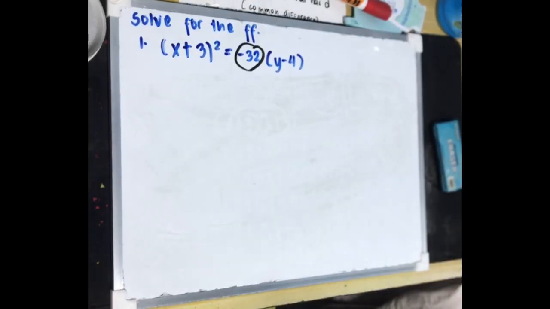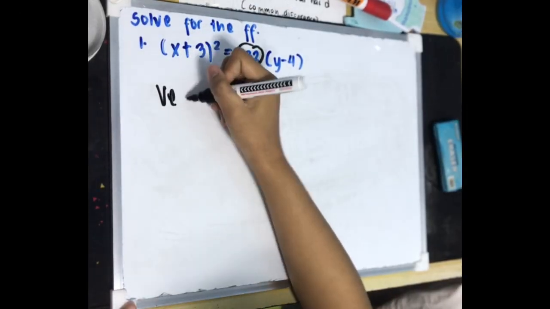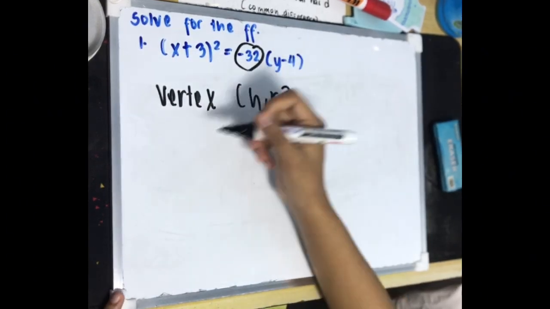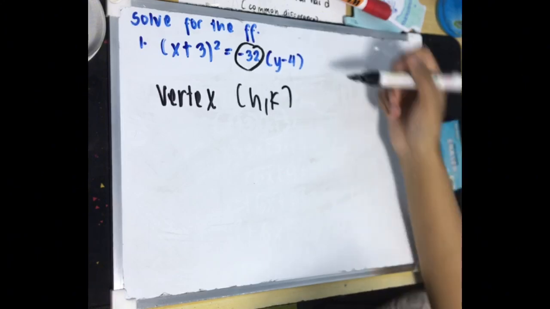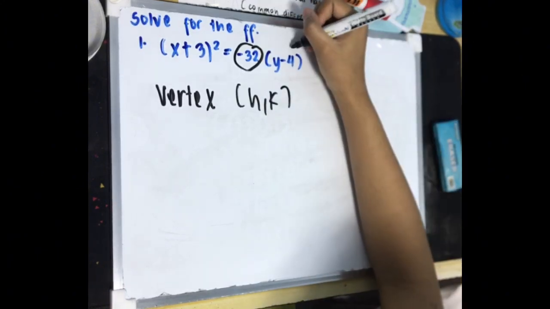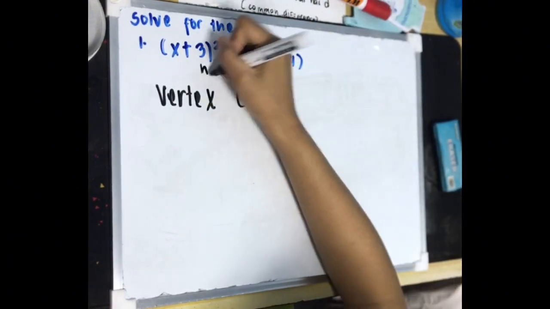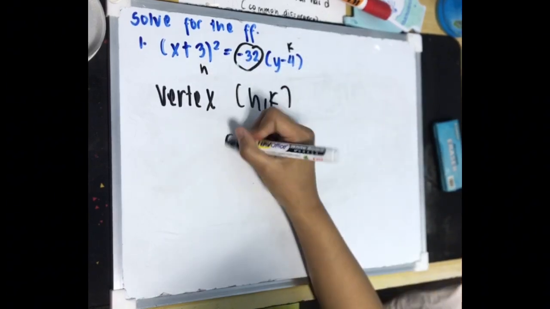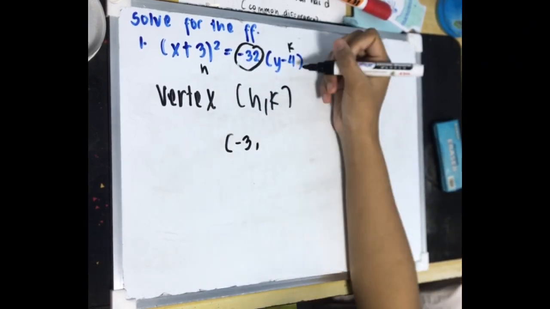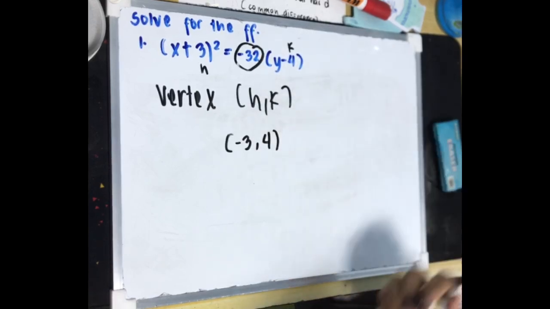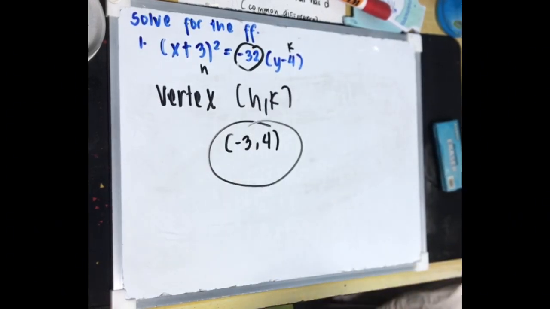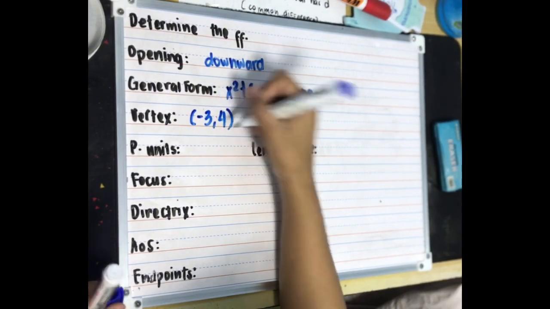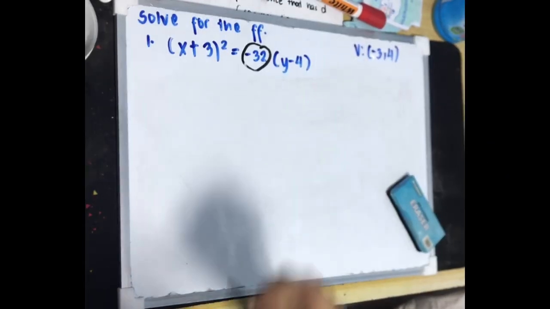So now, we're going to find the vertex. To find the vertex, we're going to write down the given, or maybe just look at here na. So, basically, this is K, and this is H. So, magkakapalit lang po ng sign. Kung si H is positive, magiging negative 3. And eto naman, yung K, magiging positive. So, this is our general vertex po. So now, let's solve for the P units.